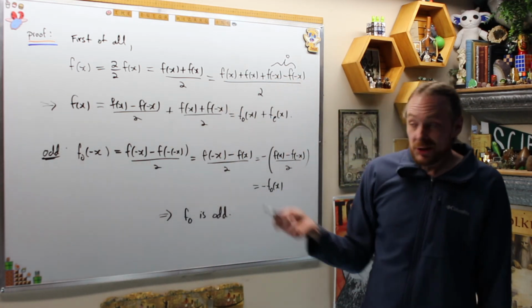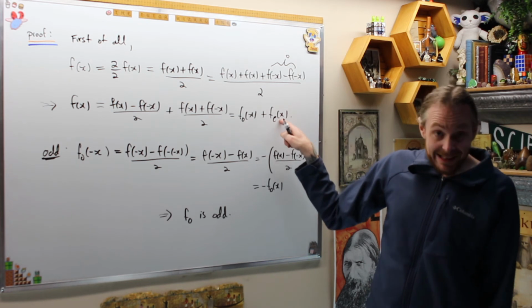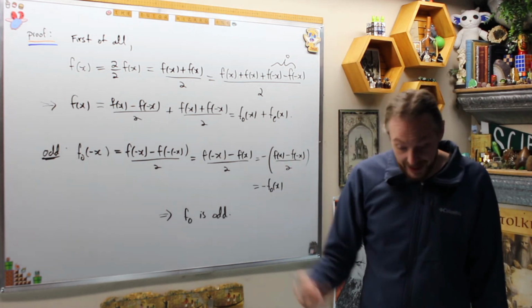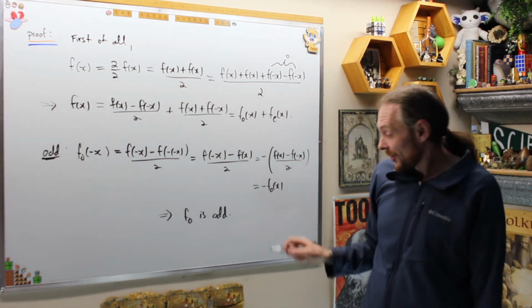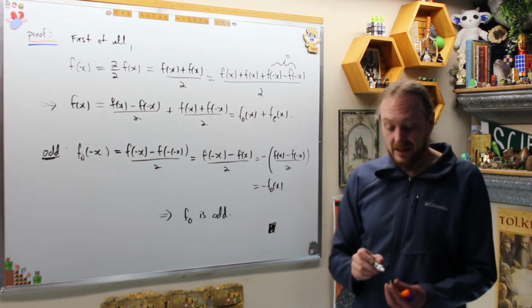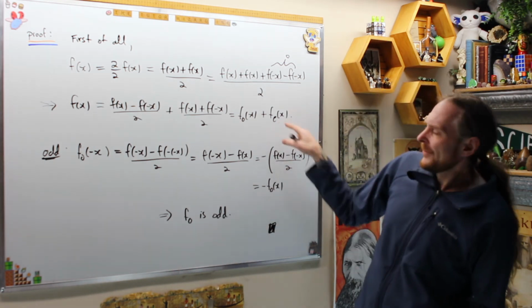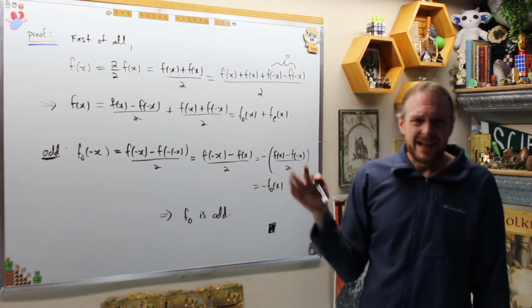As an exercise, you can check that this guy is actually an even function. Put negative x in there and you'll get fe of x again. Therefore, we have the result. You can check as the viewer that fe is actually even. Why does this help us?